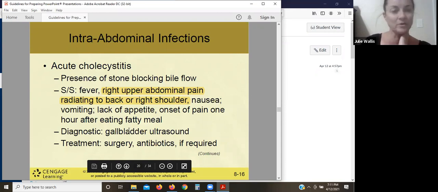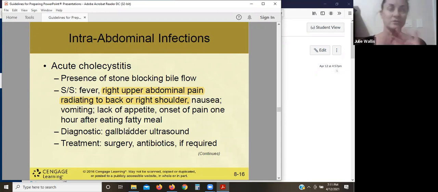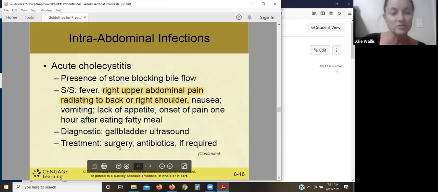So your gallbladder is kind of your storage center for your bile. And so if somebody has a gallbladder removed, they just can't regulate the bile flow as well. Treatment, surgery, antibiotics if required.